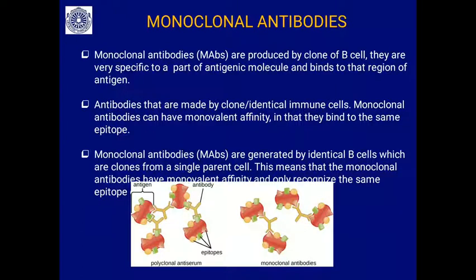They are monovalent in affinity. They can identify a particular antigenic epitope and bind on that. So these monoclonal antibodies are generated by identical B cells, a clone of B cells derived from a single B cell. The single B cell multiplies, becomes plasma cells, and they produce antibodies for a particular antigenic epitope. All these antibodies recognize the same epitope.